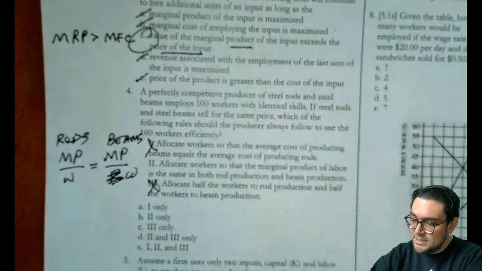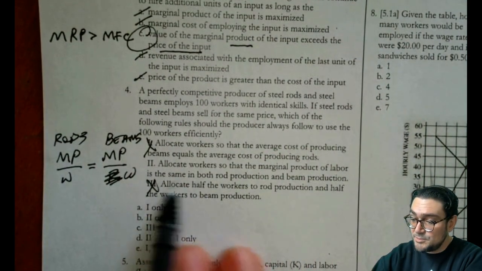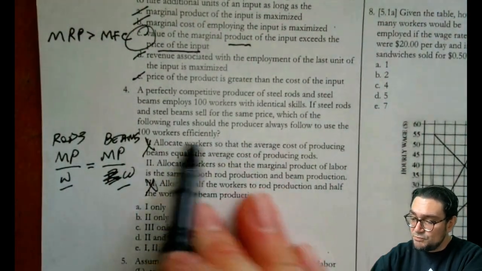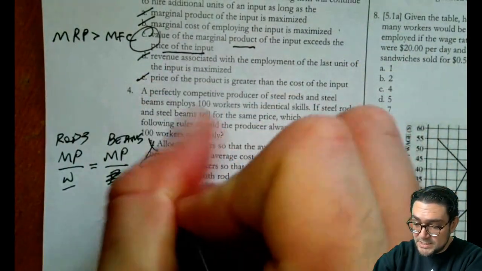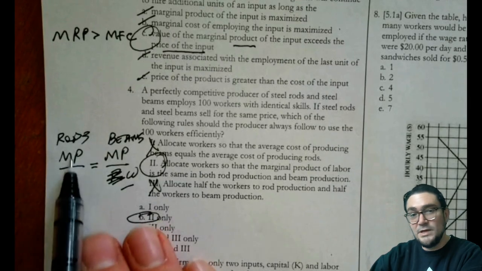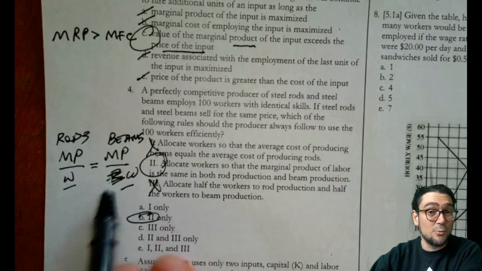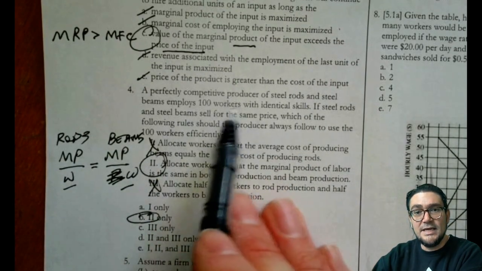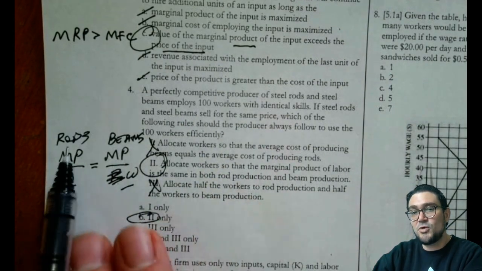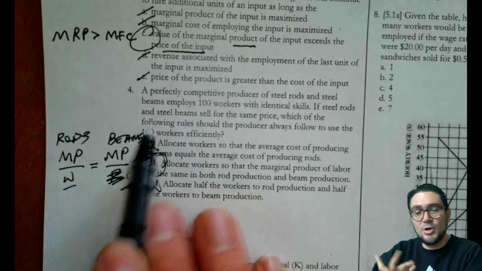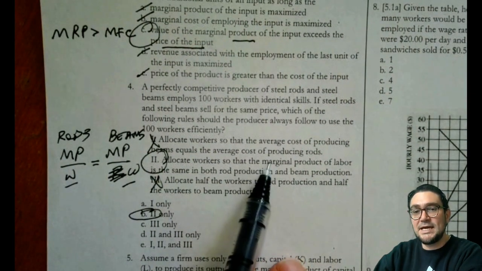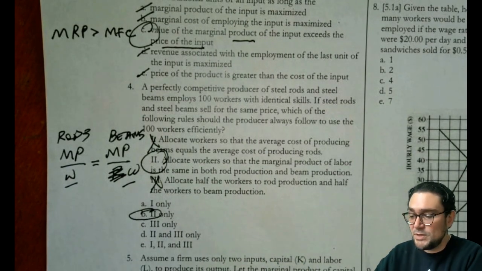No, the first one is not correct here. Allocating workers such that the marginal product of labor is the same will actually cause these values to equilibrate. So really, the reason why we would say that 2 only is the correct answer here is because it's going to maintain these 2 statements being true, that the marginal product of rods divided by the wage, because you're paying the workers the same. I think it actually says that, right? They have identical skills, and so they're all the same workers, and the steel rods and the steel beams sell for the same price. So it's really not about the MRPs of these. It's saying that the productivity of the beams has to match the productivity of the rods, and that would allow us to essentially maximize the amount of output that we can produce.